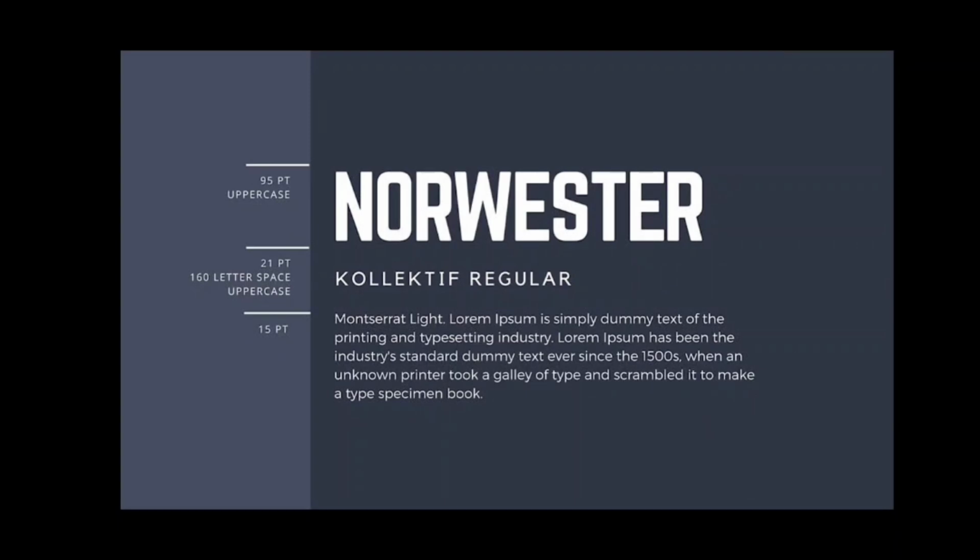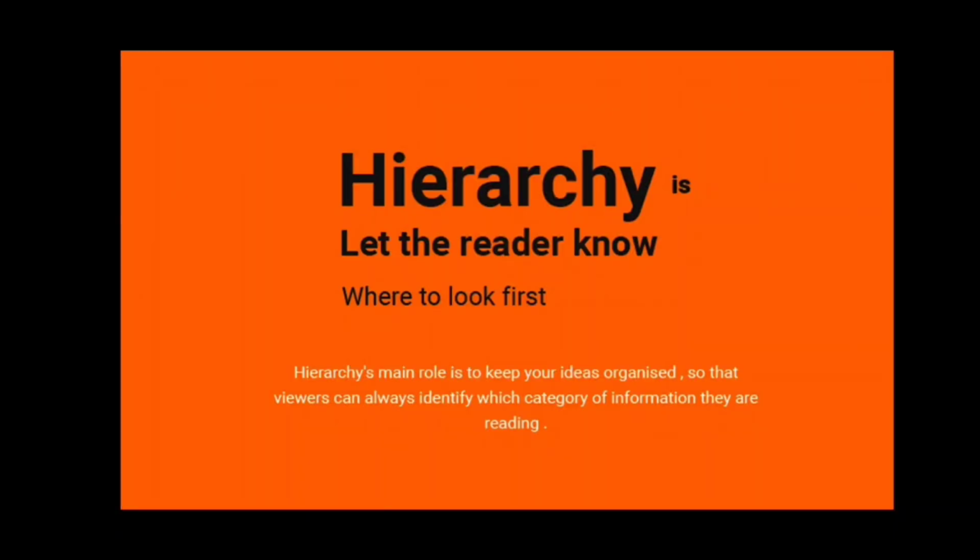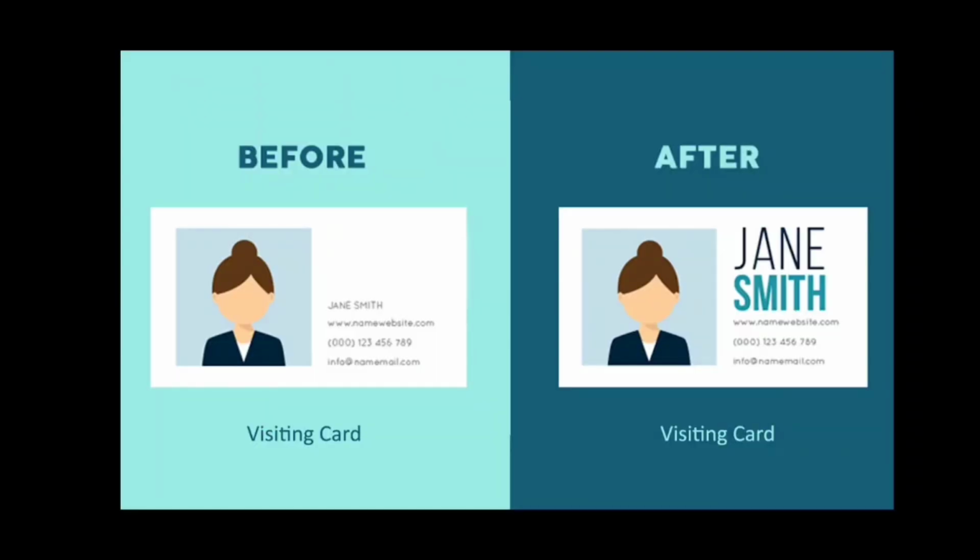So basically what we got to know till now, hierarchy lets the reader know where to look first. Its main role is to keep your ideas organized so that viewers can always identify which category of information they are reading. It helps them to understand the design in the simplest way possible. Take a look at this picture. These are the examples of visual hierarchy in a visiting card.